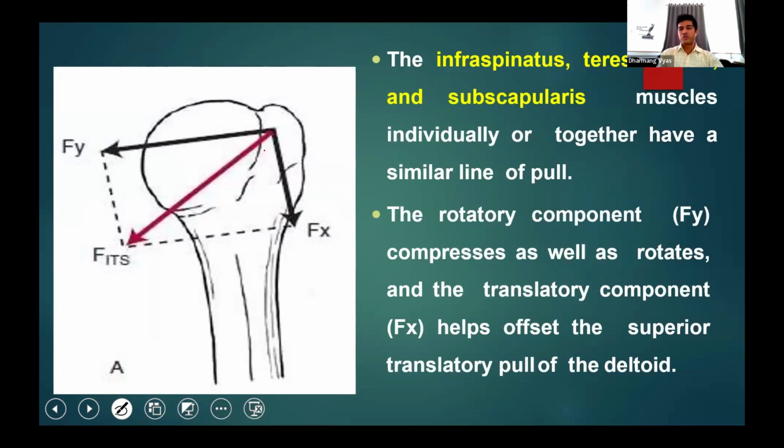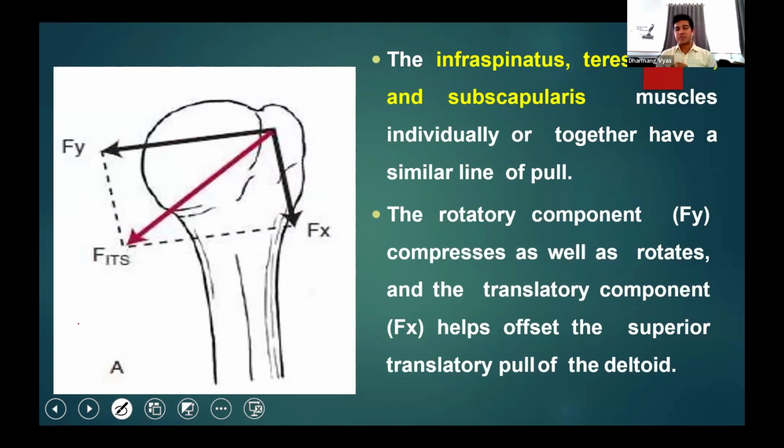Now, what is the resultant force of infraspinatus, teres minor, and subscapularis? They individually have a similar line of pull. So when you have two forces acting in the opposite direction, the resultant force will be in a third direction. We already know this. Okay. So here is where I have infraspinatus, the teres minor, and the subscapularis. All these three muscles help to maintain the head of humerus in the glenoid cavity.